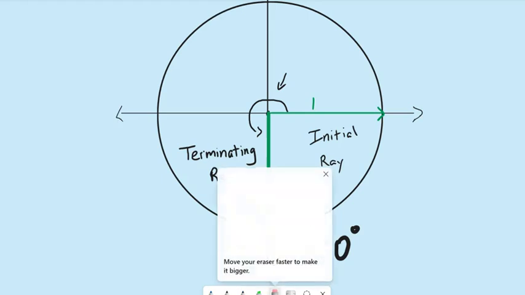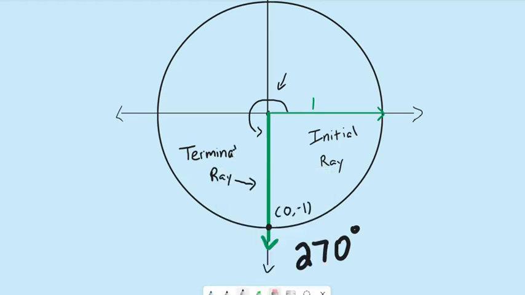Wait, terminating? I meant terminal. Sorry, I was thinking of the movie. That's the terminal ray. Oh, going from bad to worse there.